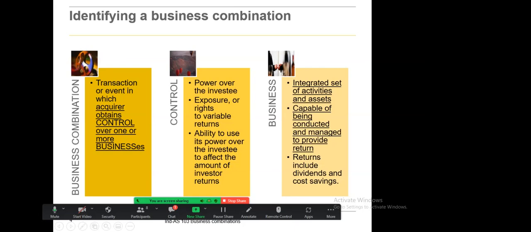So that means you have the power over the investee. What kind of power could be there? Maybe the power to control the operations of the company, the power to appoint any KMP in the company, then exposure or rights to variable returns. You have the rights to the returns from the company. You have the ability to use its power over the investee to affect the amount of investors' return.